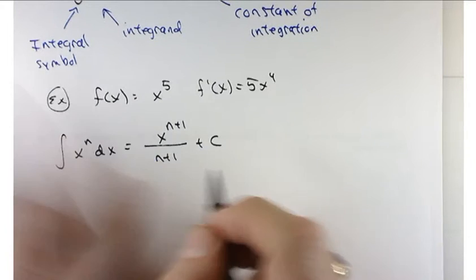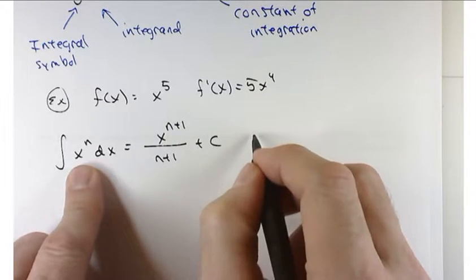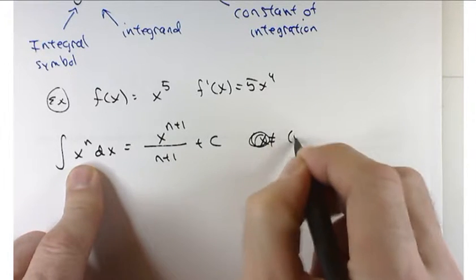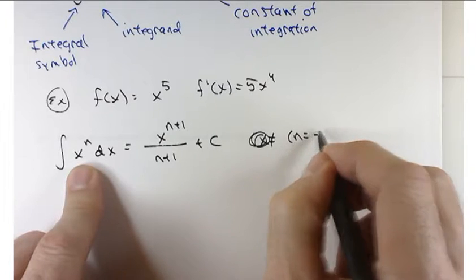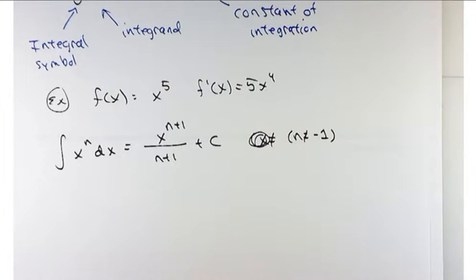Now, of course, there is an exception to this rule. When would this rule not work? Close. n can't equal negative 1, because then you'd be dividing by 0. So other than that, we're in good shape.